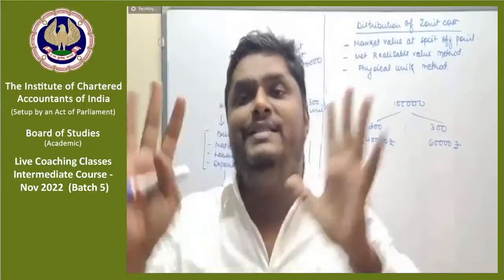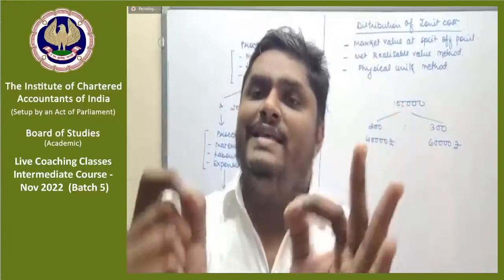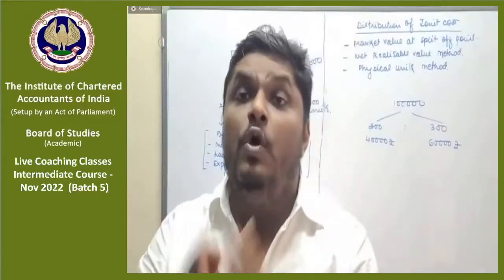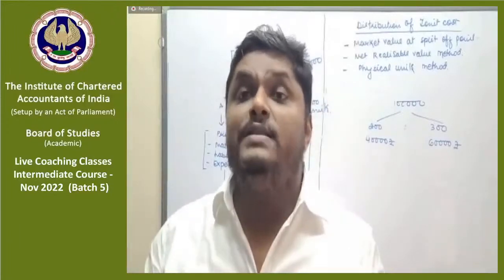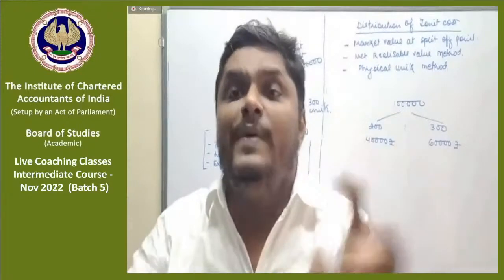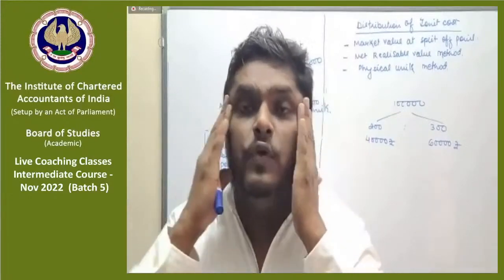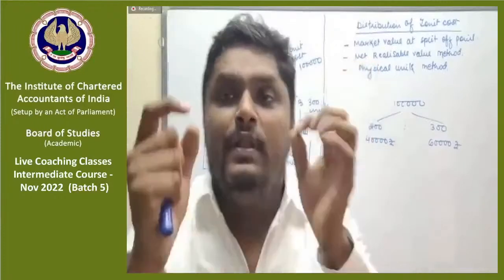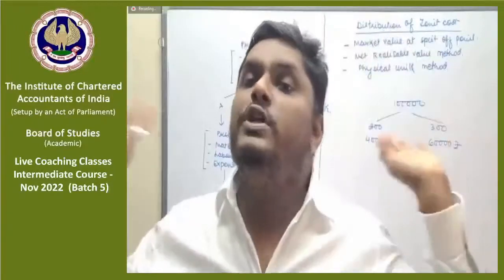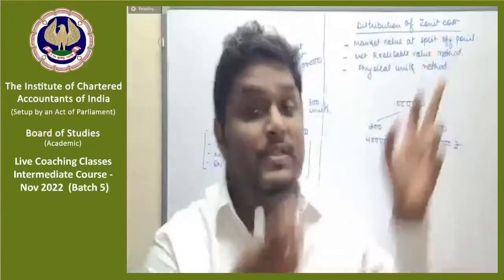Very important, guys. In most of the cases, the examiner will give you which method you have to follow. But my point is, what if the question is a bit on the trickier side and the question is silent on which method to use? Then yes, you have to apply your brains. If the market value at split off point is given, very simple, distribute the joint cost in the ratio of market value at split off point.